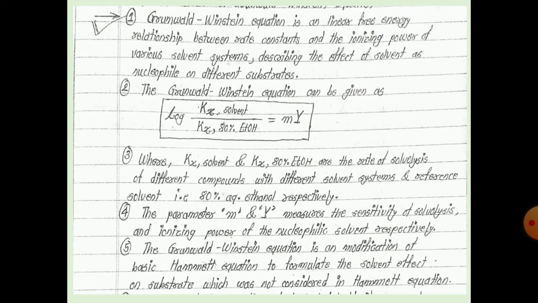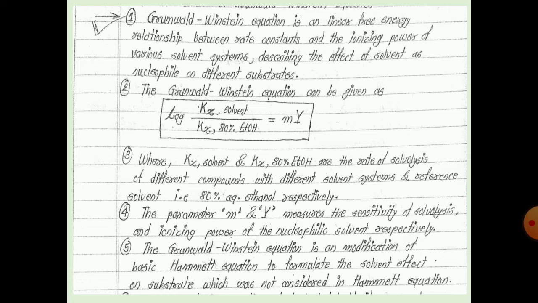It is the nucleophilic effect of a protic solvent on solvolysis reactions as measured by the Grunwald-Winstein relationship. One of the most important roles in a reaction is the medium, which influences the equation. The Grunwald-Winstein equation is a linear free energy relationship between the rate constant and the ionizing power of various solvent systems, describing the effect of the solvent as a nucleophile on different substrates.